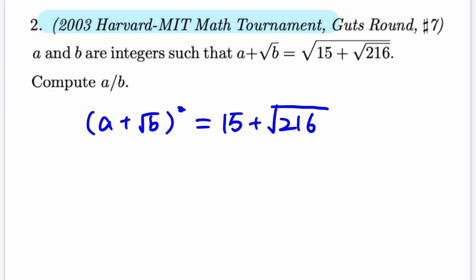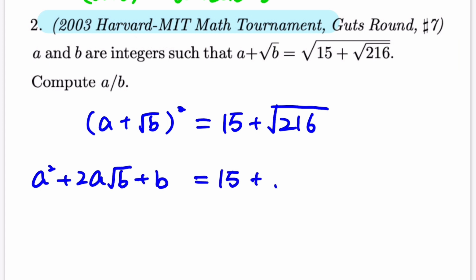So the square of a sum formula goes by a plus b squared is equal to a squared plus 2ab plus b squared. By applying it, then I get a squared plus 2 times a times square root of b plus b. Then it's equal to 15 plus square root of 216.